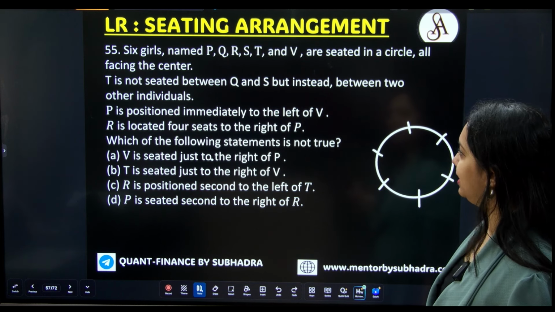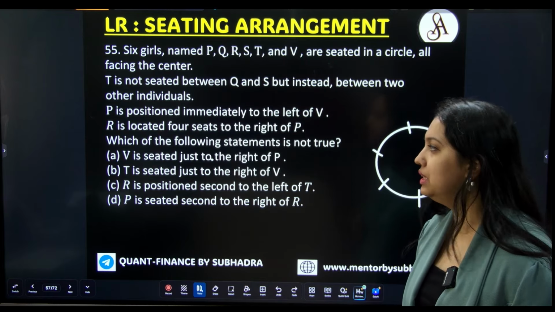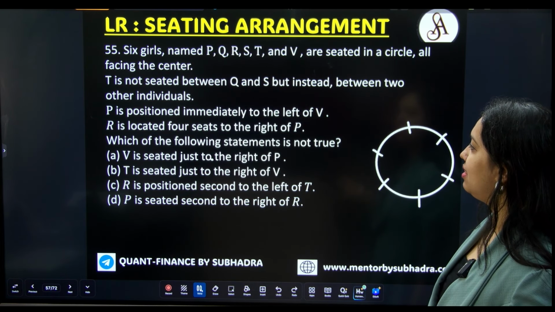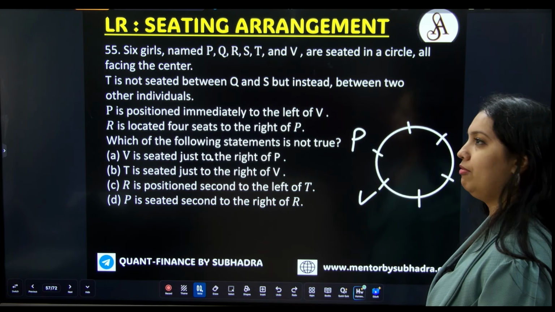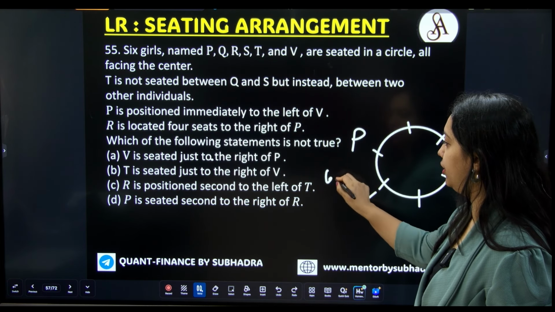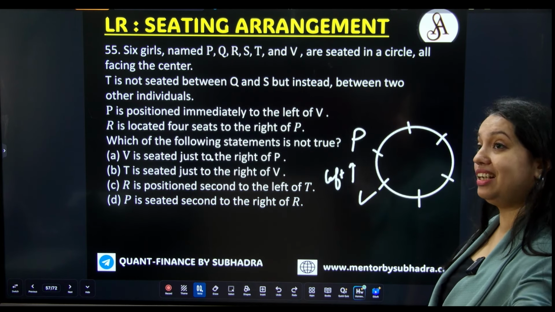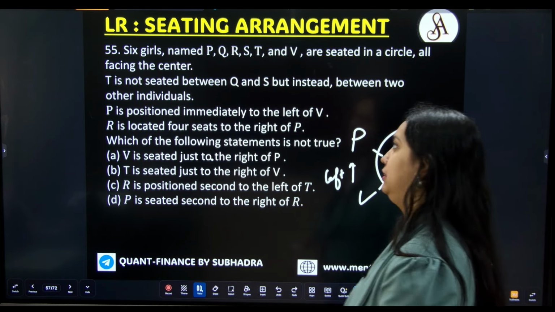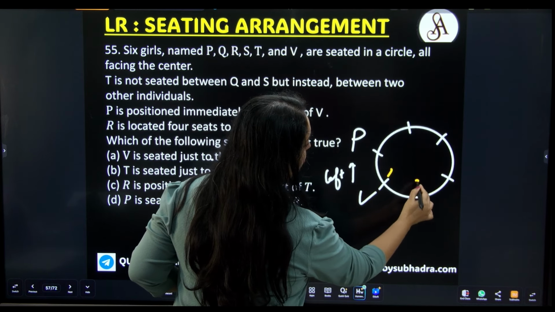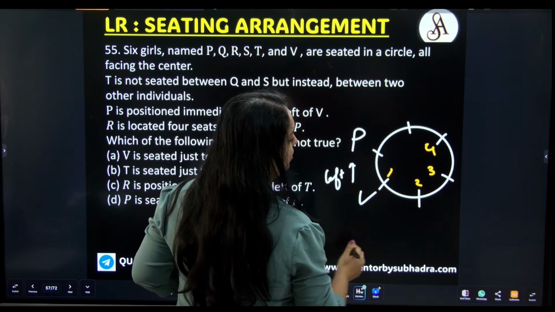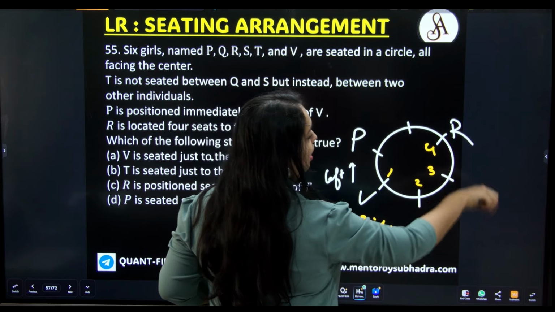T is not seated between Q and S, but instead between two other individuals. Okay, we'll come back to this later. P is positioned immediately to the left side of V. So in case we draw P here, this will be V. Remember, this is the left side whenever you're drawing. Next, R is located 4 seats to the right side of P. Remember, if this is left side, this direction will be right side. So R is 1, 2, 3, 4th position to the right side of P. So this is where R will be.